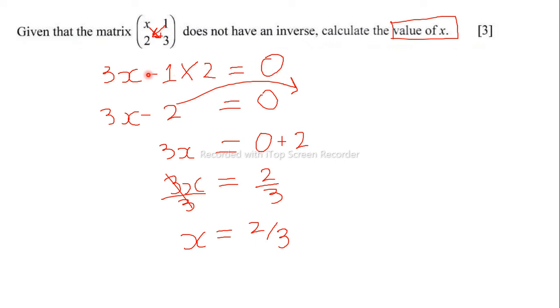You agree with that statement? So I'm supposed to have a question. No, wait, one moment. I want to know if Auntie agrees with this statement: that if it doesn't have an inverse, its determinant must be 0. I agree, I guess. And this line must be true. It must mean that 3 times x minus 1 times 2 must be 0. Do you agree with that?